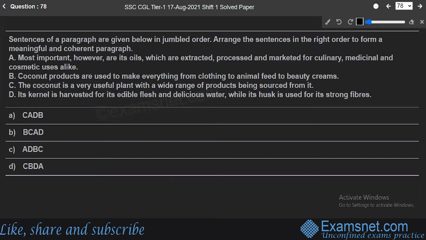First one: most important, however, are its oils which are extracted, processed and marketed for culinary, medicinal and cosmetic uses alike. Option B: coconut products are used to make everything from clothing to animal feed to beauty creams. Option C: the coconut is a very useful plant with a wide range of products being sourced from it. D: the kernel is harvested for its edible flesh and delicious water, while its husk is used for its strong fiber. So, which is the correct sequence of these sentences?